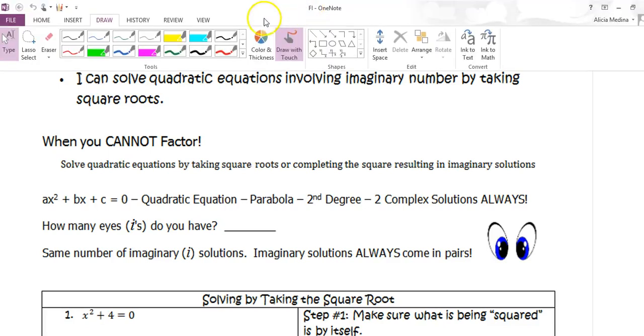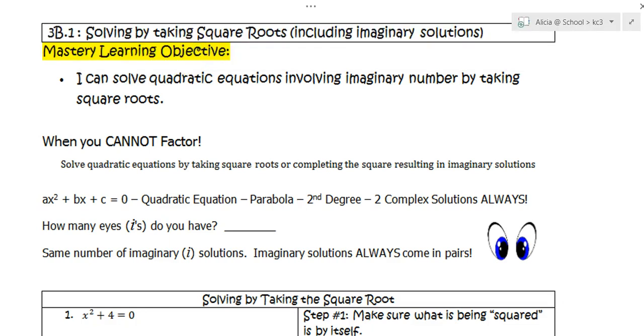Hey guys, in this video we're going to be covering target 3B.1. Our learning objective here is: I can solve quadratic equations involving imaginary numbers by taking the square root.